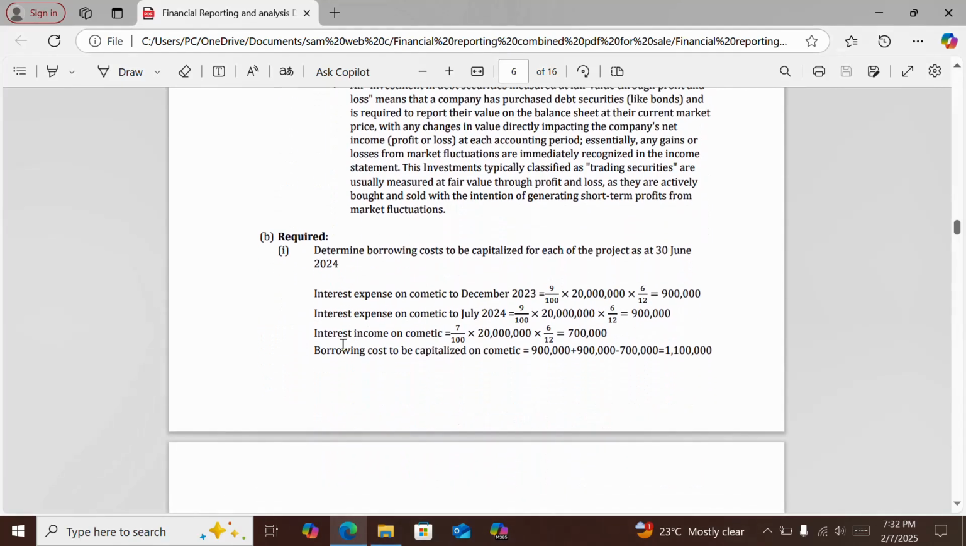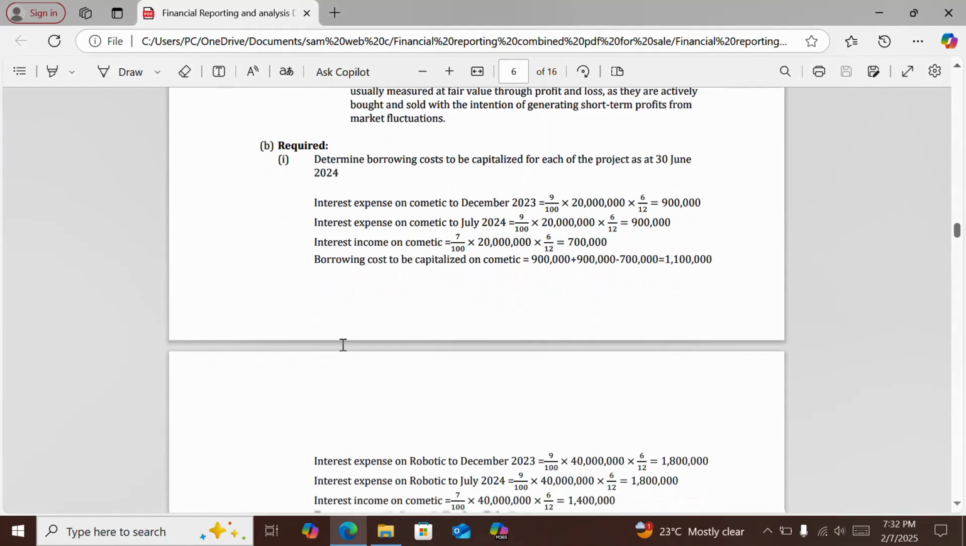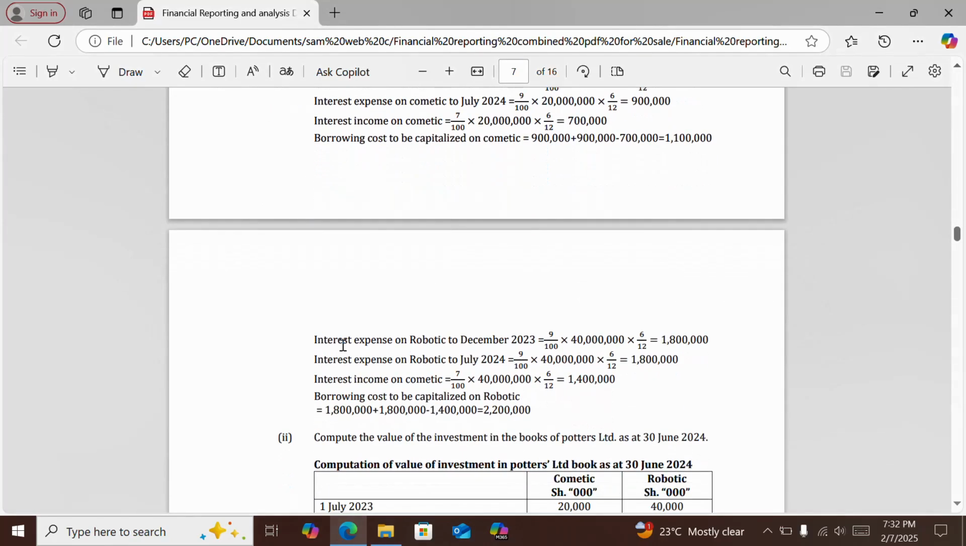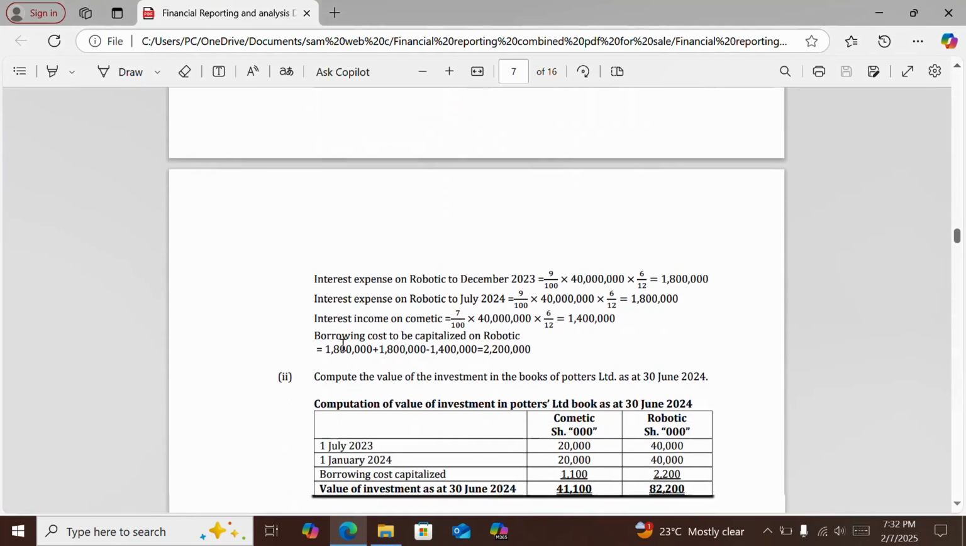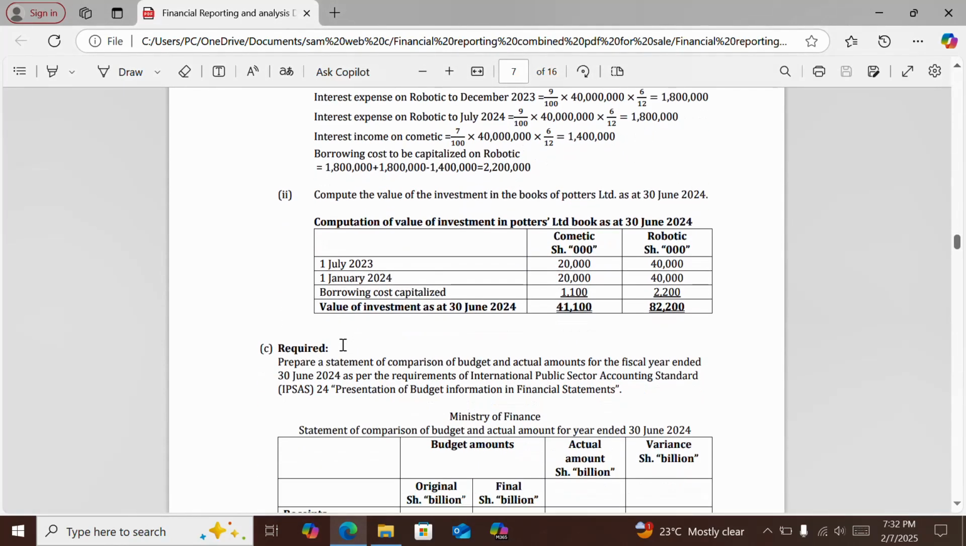We go to part B, the interest to be capitalized. You can see the calculation there for Cometic and for Lobotic. Then the value of investment at 30th June 2024. So the value of investment is computed. I have computed it there.